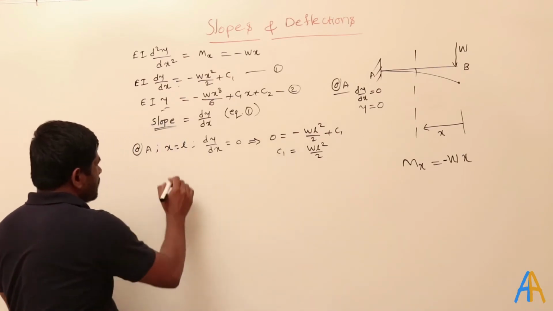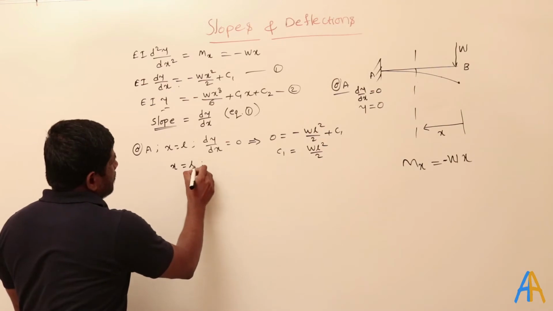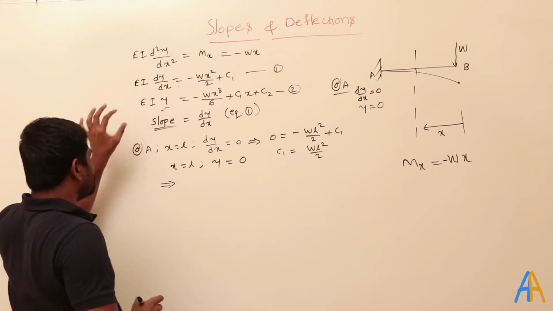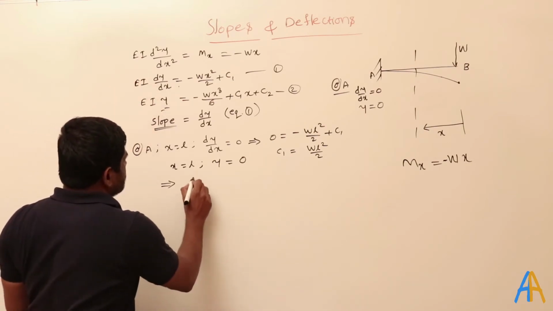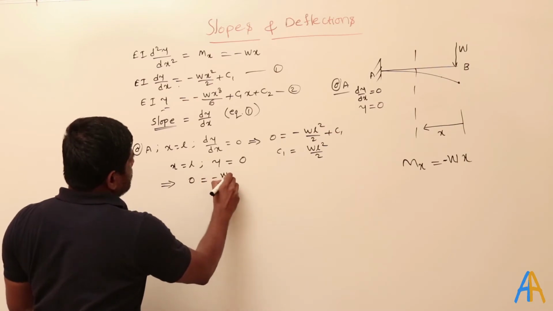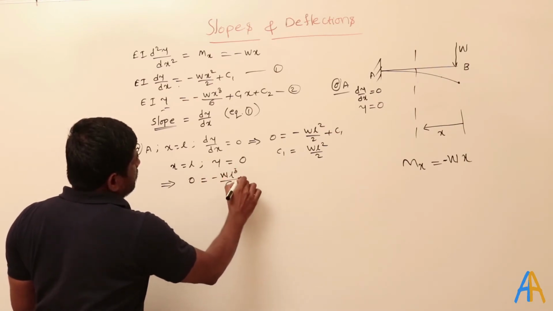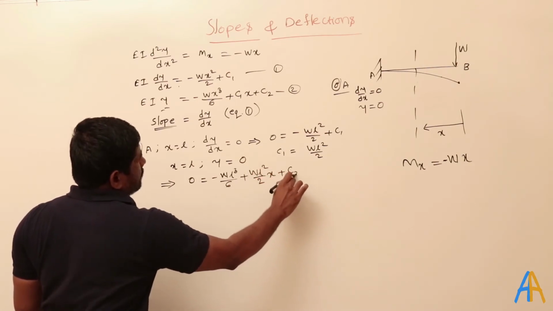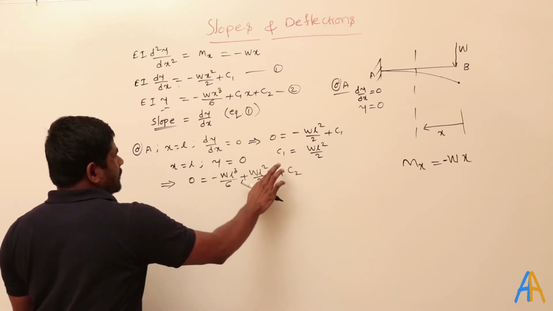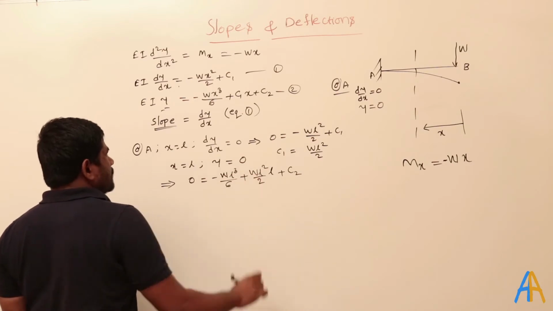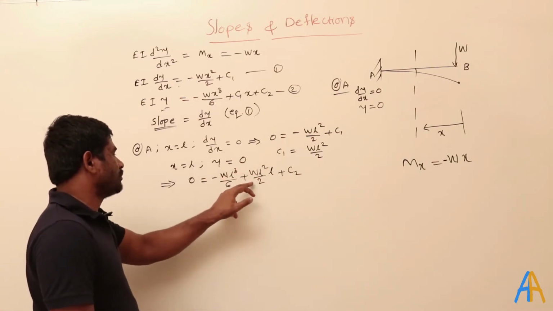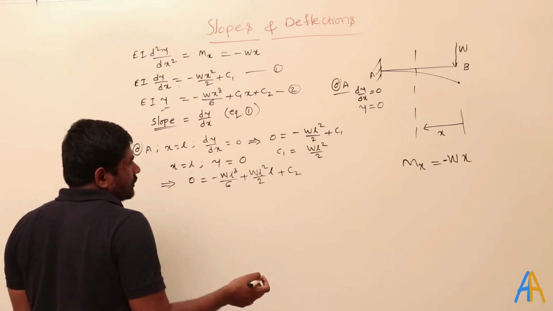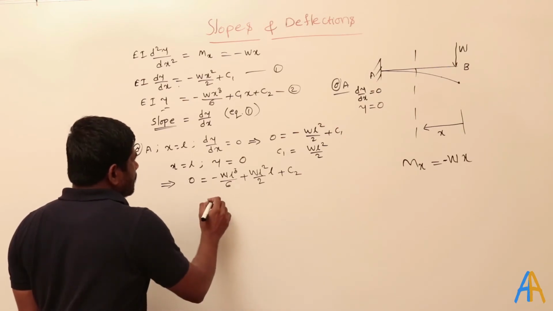And at x equal to L, what is happening? y equal to 0. What is the meaning of that? I will take equation 2 and substitute. This term is becoming 0. That means 0 equal to minus WL cube divided by 6 plus WL square divided by 2 into x plus C2. So C2 value I need to find out. Here x is nothing but L. So here WL cube, L and L. Here you multiply and divide by 3, then it will become 6. So here 2 by 6, 2 by 6 is nothing but 1 by 3. So finally how much you will get?